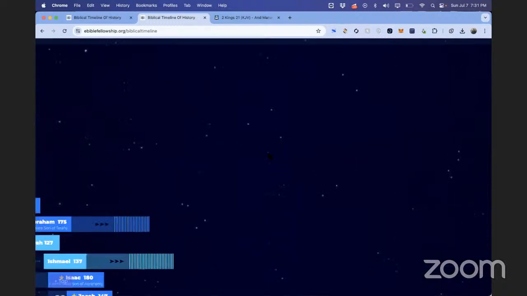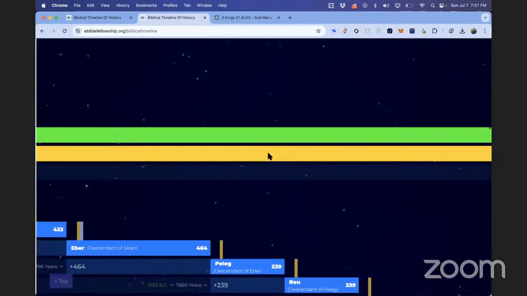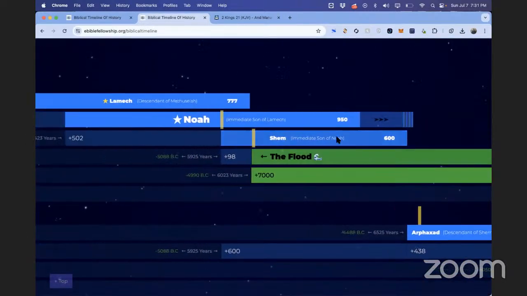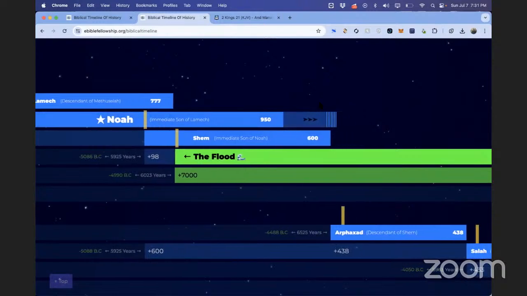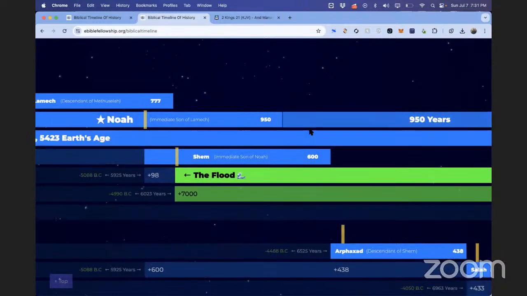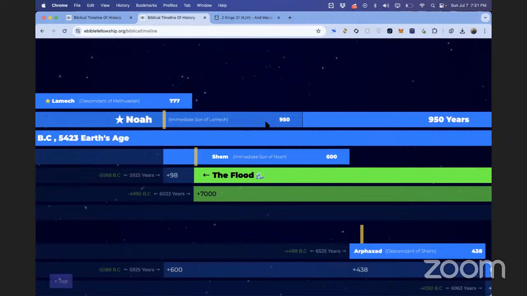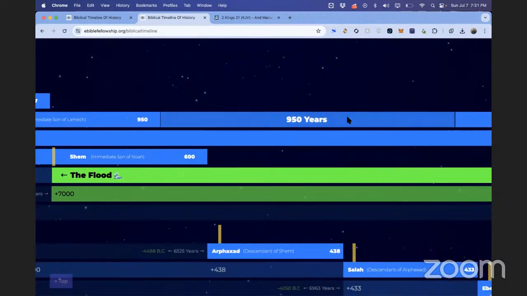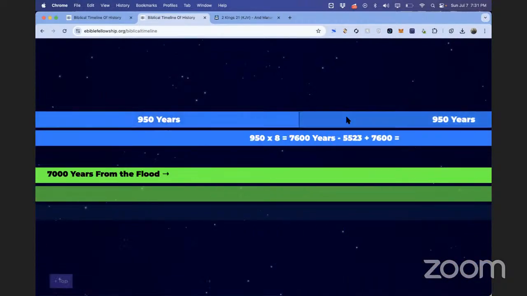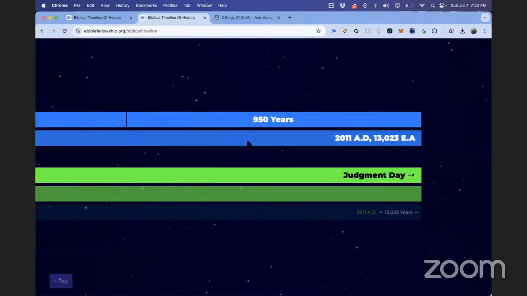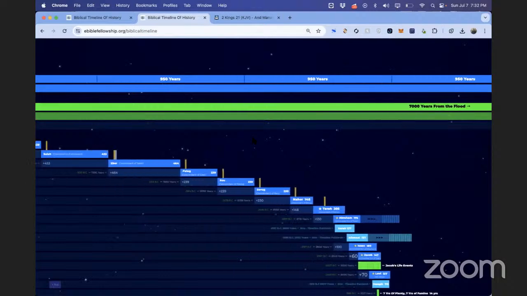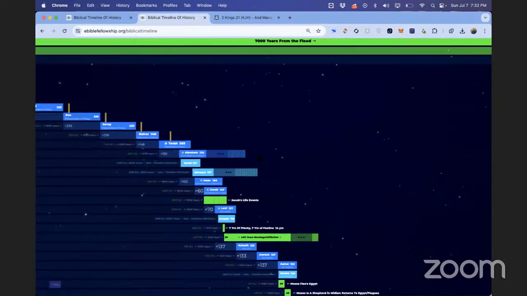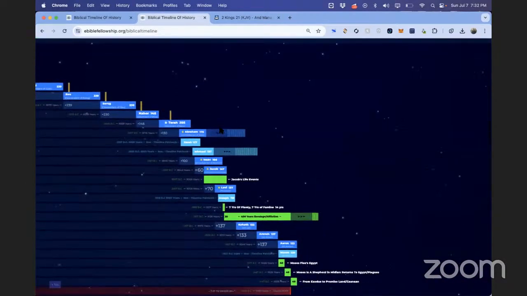And also I just wanted to point out that we added different time paths on the timeline. If you want to see certain time paths, you'll see these little arrows here that move. So in the case of Noah, there's a time path we discovered. If you click that, that basically extends his life out. We got 950 and then another 950. Interestingly enough, that takes us to the year 2011. So anytime we find an interesting time path, we'll just add it to the timeline.